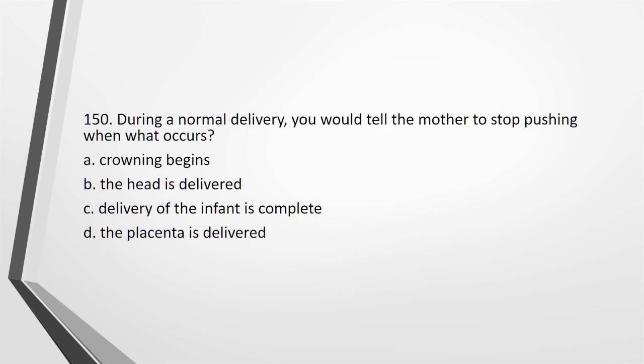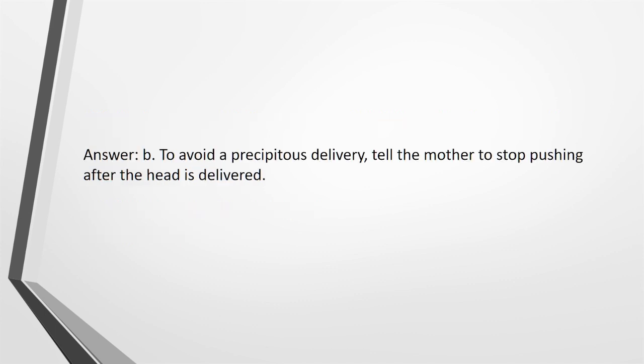150. During a normal delivery, you would tell the mother to stop pushing when what occurs? A. Crowning begins. B. The head is delivered. C. Delivery of the infant is complete. D. The placenta is delivered. Answer. B. To avoid a precipitous delivery, tell the mother to stop pushing after the head is delivered.